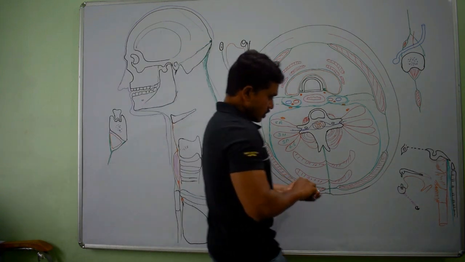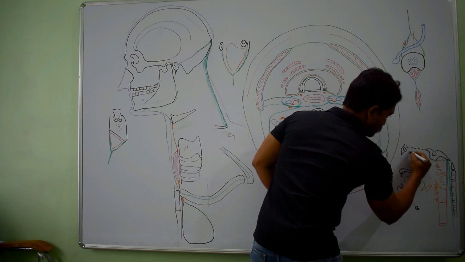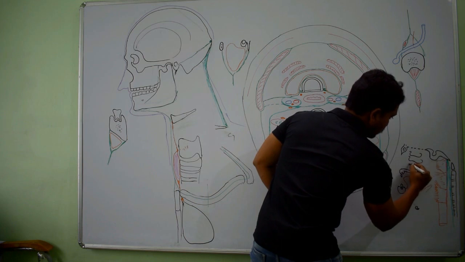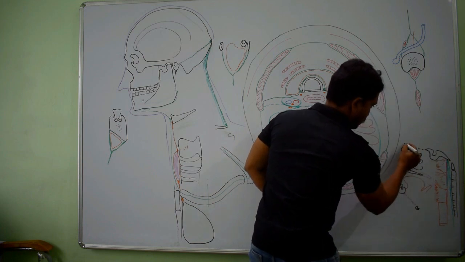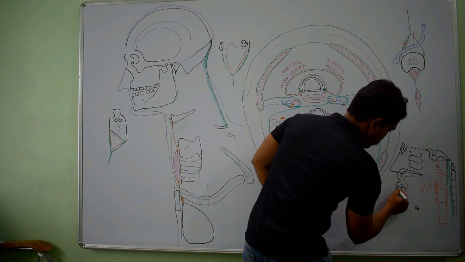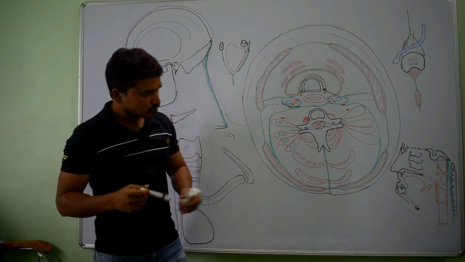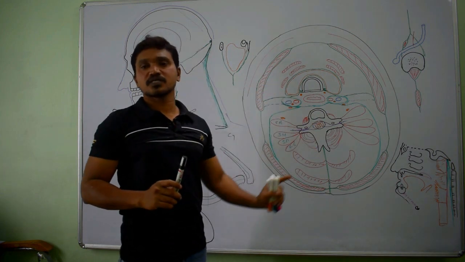Is it looking like a human? See here, this is the lateral wall of the nose, so that you can see the superior concha, middle concha and inferior concha, and this is the nose here, and here is the upper lip, and here the lower lip. This is the sagittal section of the head and neck. Clear? Very simple. The vertical disposition is very easy.